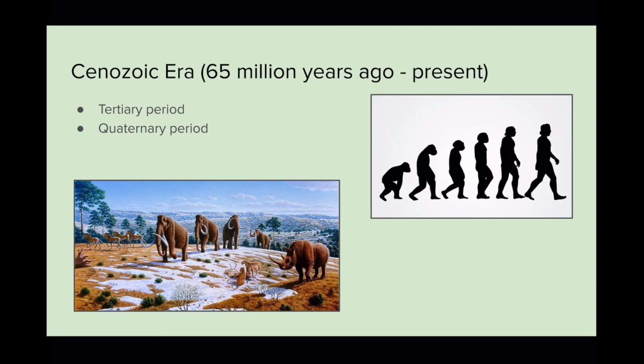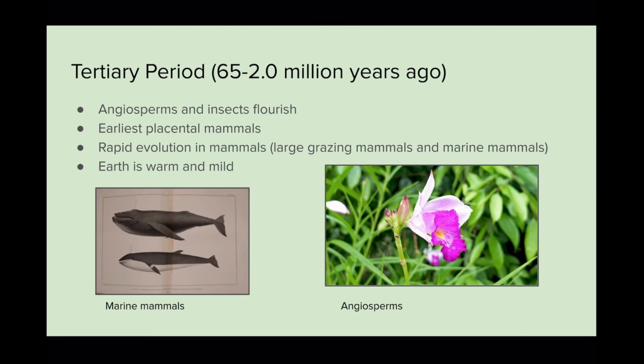Now we are towards the present. The Cenozoic Era is our current era. It started 65 million years ago and is still going to this day. This era includes the Tertiary Period and Quaternary Period. The first period of this era is the Tertiary Period. This lasted from 65 million years ago to 2.0 million years ago.